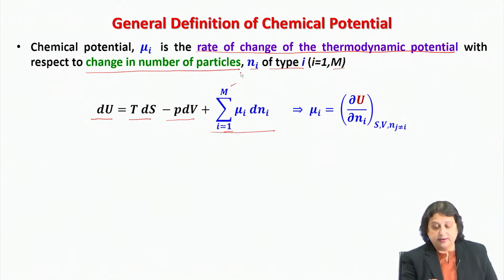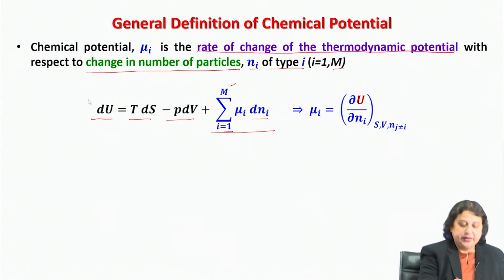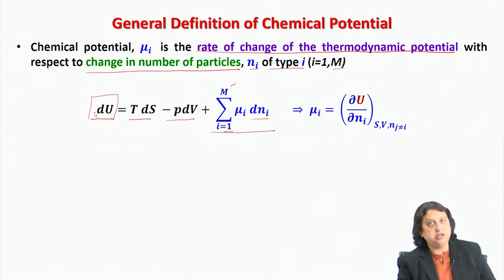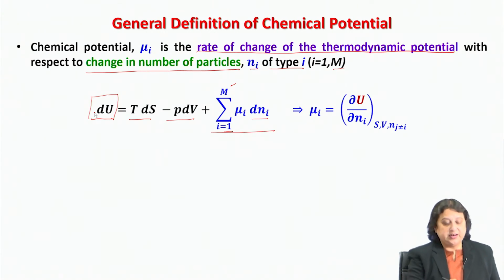The summand now involves dNi. That is the differential change in the number of particles Ni during the change in state, which results in a change in the value of the internal energy by an amount du. Once again, please remember du is still of the form mdx plus ndy plus qdz. Therefore, I understand that the variation of du now depends on ds, dv and dn.